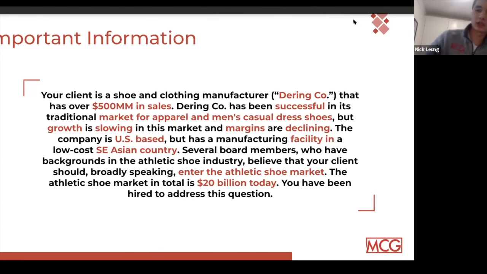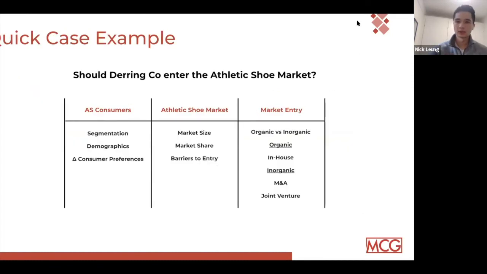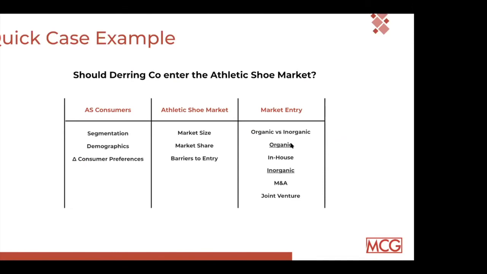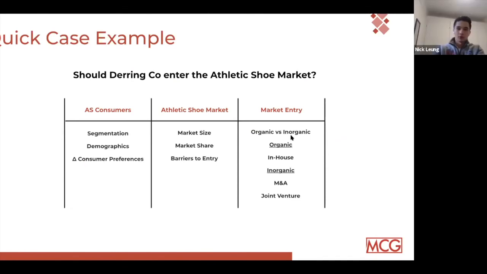So let me pull up my example framework. I have a very simple framework here, and I have 3 buckets. I have the athletic shoe consumers, the athletic shoe market, and lastly, a market entry bucket. I'm sorry, what was your name? Roy. Roy. So what Roy was talking about was the market entry bucket that I have here, or how should they enter the athletic shoe market.